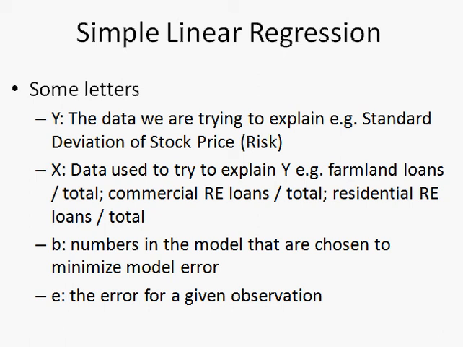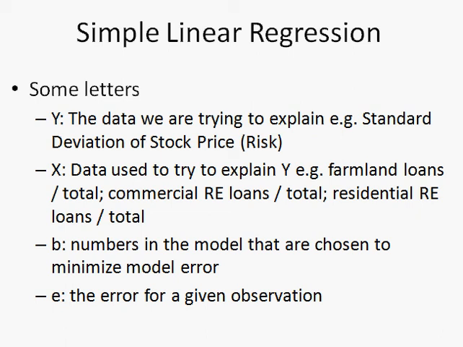X, that's a stand-in letter for the data I'm using to try to explain my y. And we write y on the left and x on the right. So if my experiment is to think about, well, maybe the type of loans that a bank issues or makes, maybe the type of loans affects the risk of the bank. Some loans might be riskier than others, and so the type of loan would lead to a change in the risk. So that would mean I would be using the types of loans as an explainer of risk. But it has to be a quantitative ordinal variable.